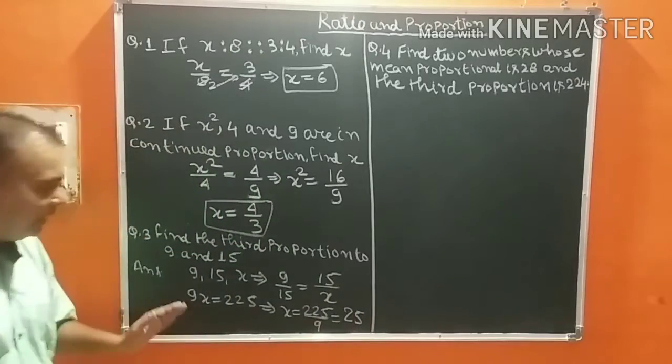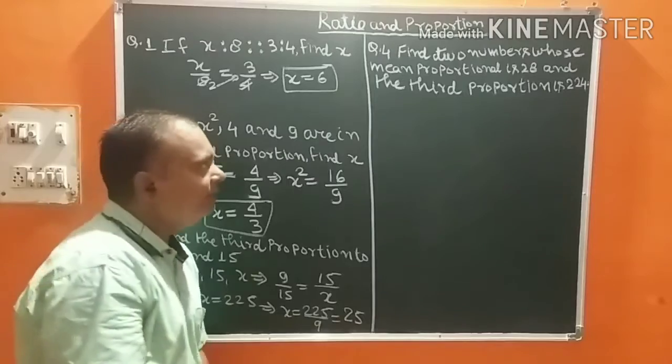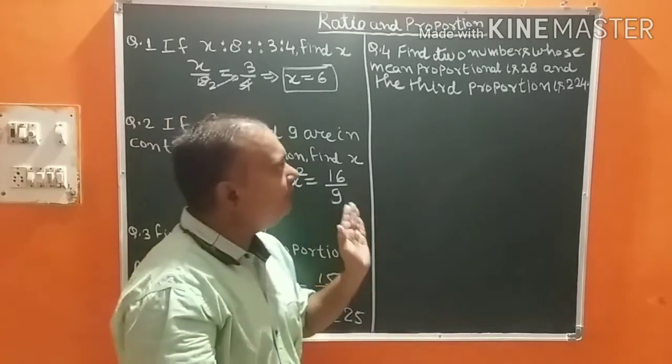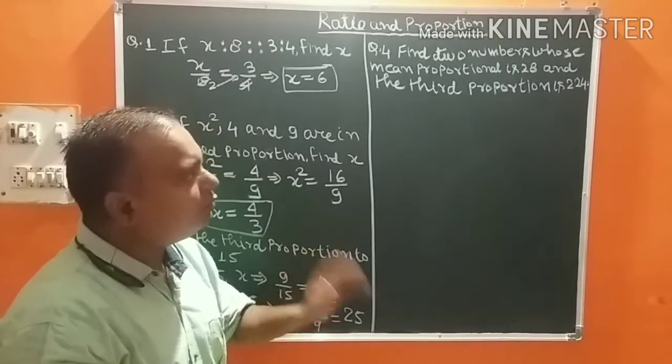So what is the answer? The answer is x equal to 25. Now next question. Find two numbers whose mean proportion is 28 and the third proportion is 224.